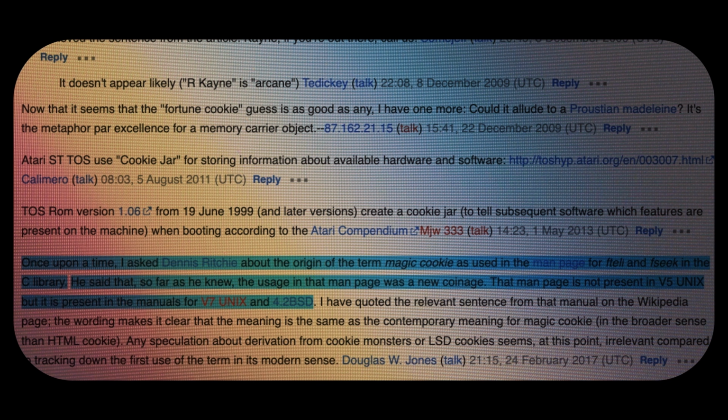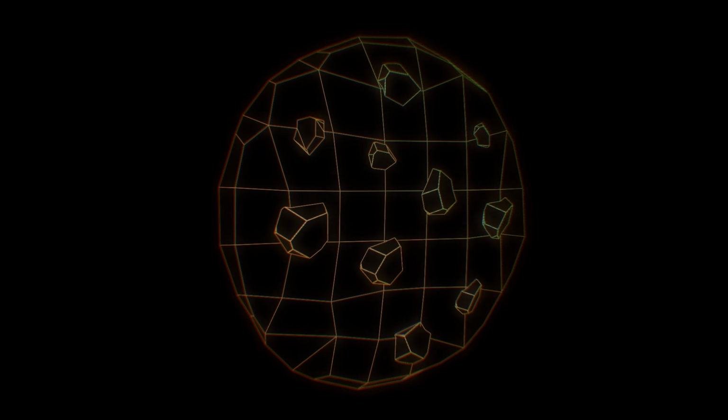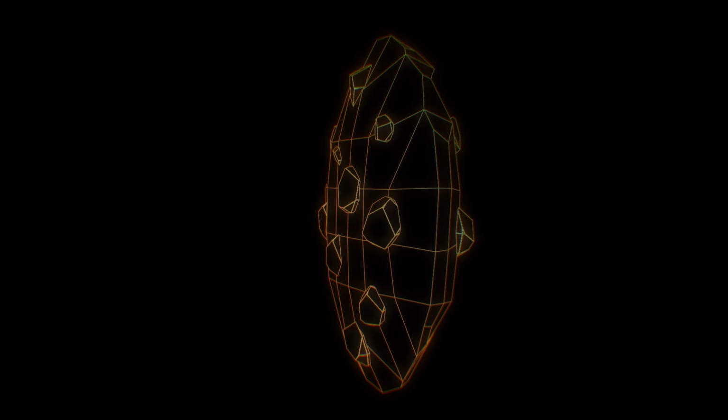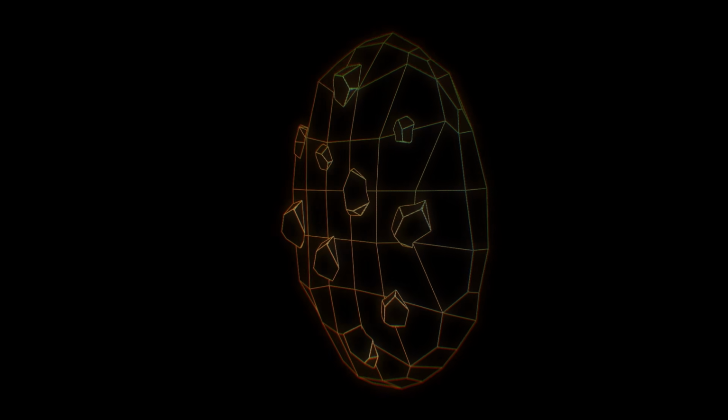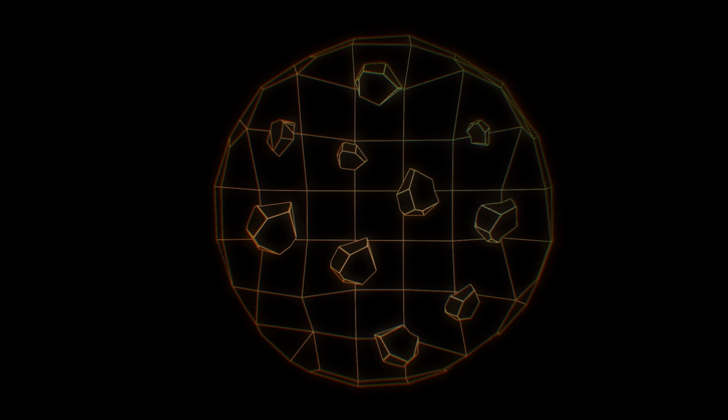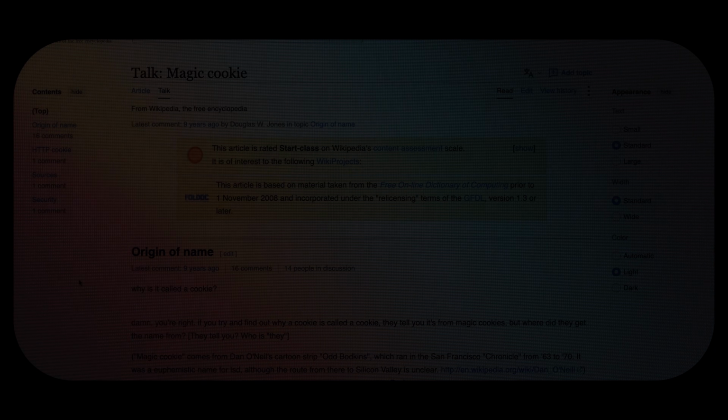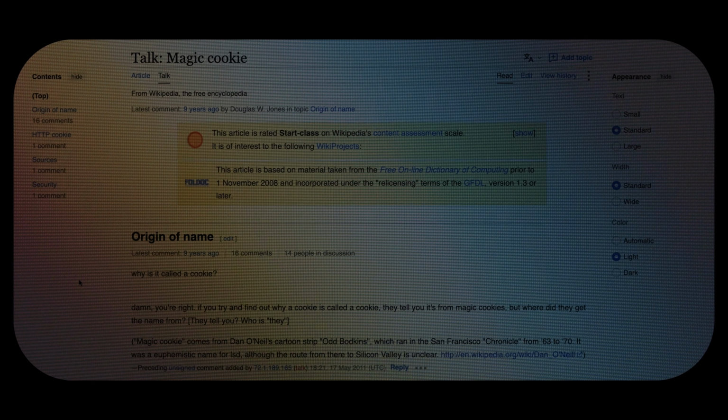So now, we return to the question at hand. Where did the writers of this manual pull the term magic cookie to mean an opaque token from? As mentioned, the internet has a lot of theories. Let's go through them. You can pretty much see all the theories here on this talk section of the Wikipedia page.